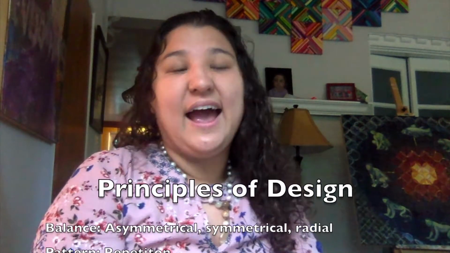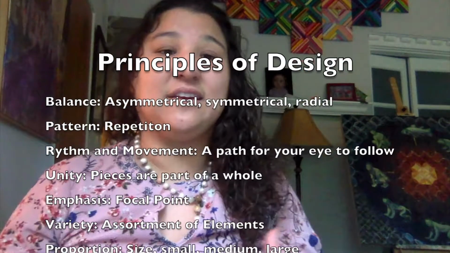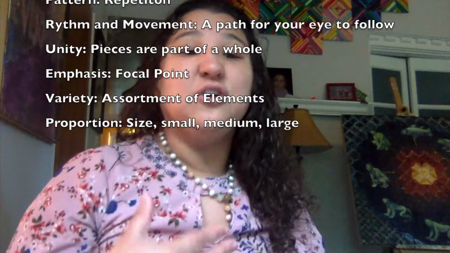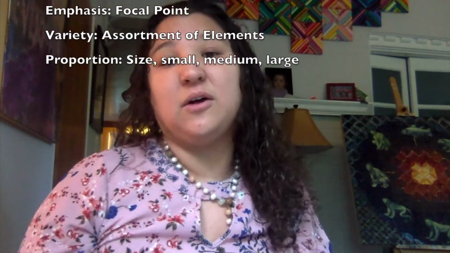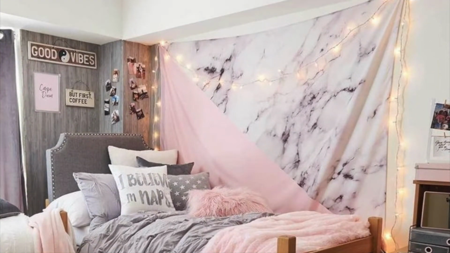We're going to use the principles of design, things like balance, repetition, rhythm, and movement, and apply them to how we arrange things in a space. In class, we use the principles of design to arrange elements in our artwork, but we can also use them to arrange our space. Here's an example of a bedroom.